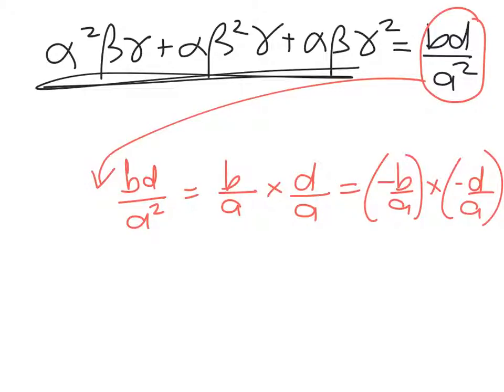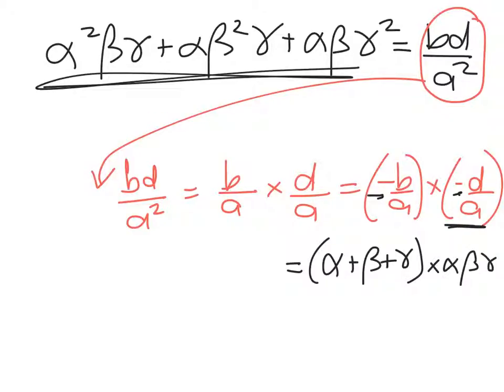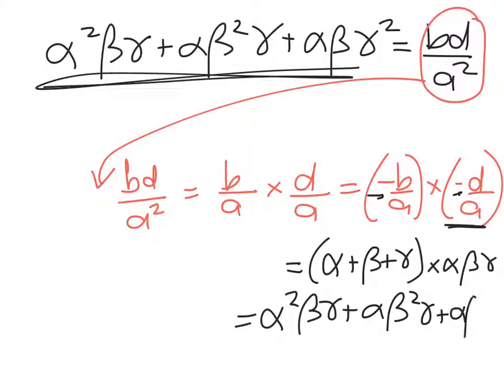You might be wondering, why on earth have I put those negatives in? Well, it's because of what we just showed in part 1. We know that negative b over a is equal to alpha plus beta plus gamma, times this one here we know is alpha beta gamma. So if we expand that, we get alpha squared beta gamma plus alpha beta squared gamma plus alpha beta gamma squared as required.